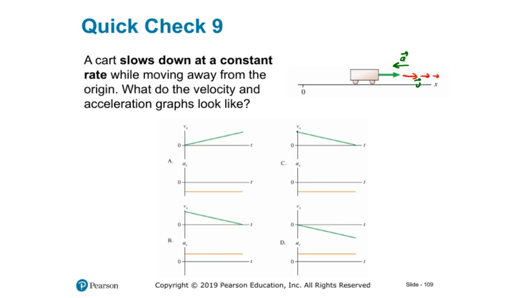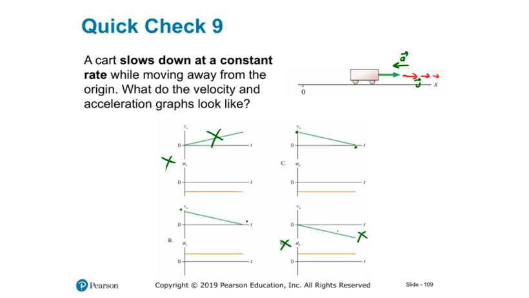Let's actually quickly go over these. The cart is slowing down to the right. So if I draw its velocity diagrams, it would be getting smaller and smaller and smaller. Acceleration should be in the opposite direction, right? It should be I, and that should be V.